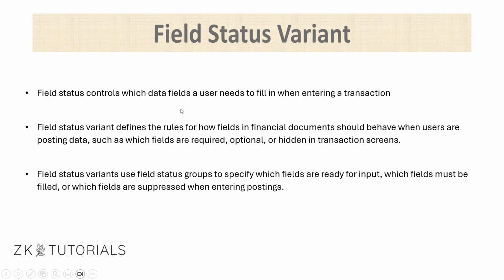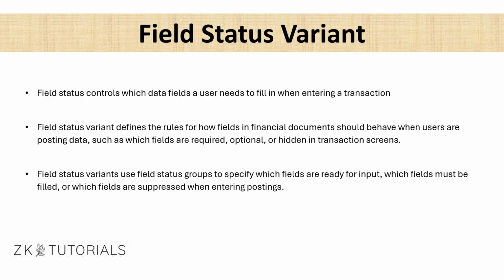What is another configuration? That is field status variant. What is field status variant? Field status controls which data fields a user needs to fill in when entering a transaction. That means the field status controls all the fields which the user is entering in the transaction, whether it should be optional or required or hidden. If it is required, without entering that field, the user cannot go further to post the transaction or to the next steps in the document.